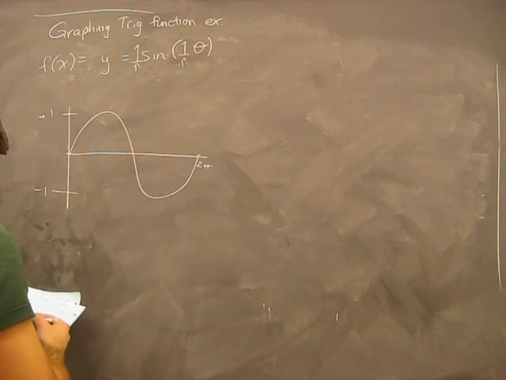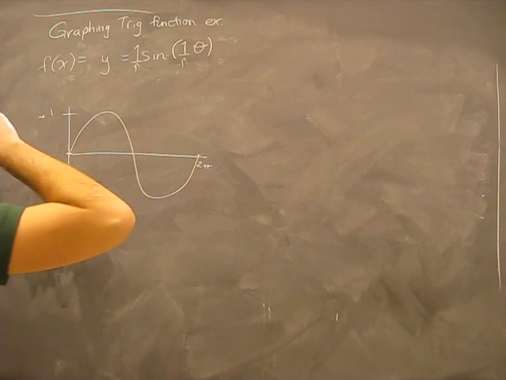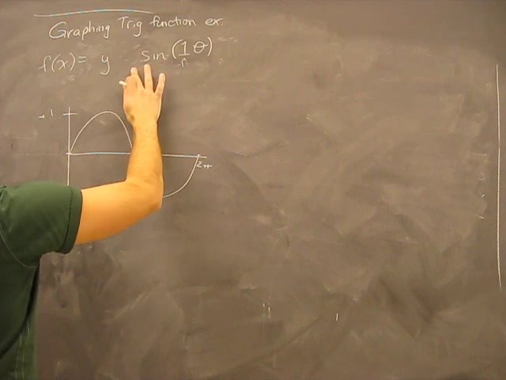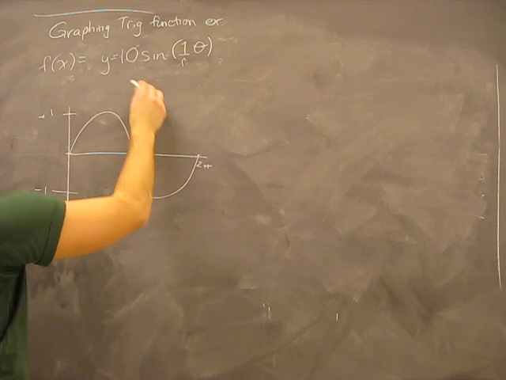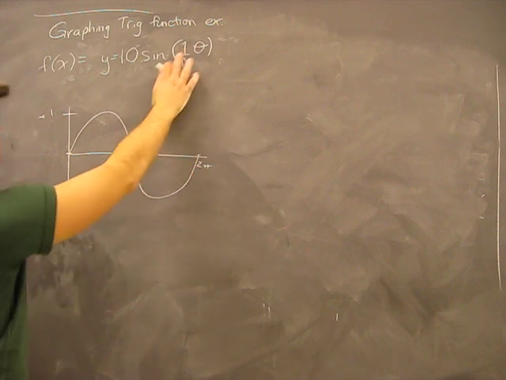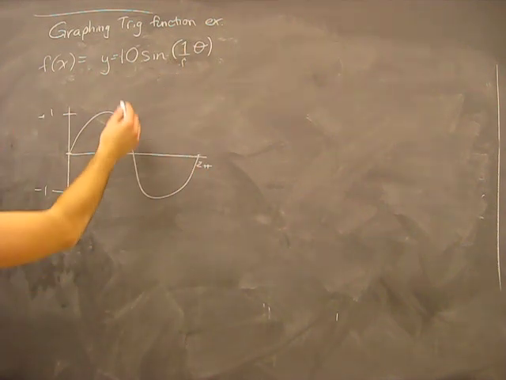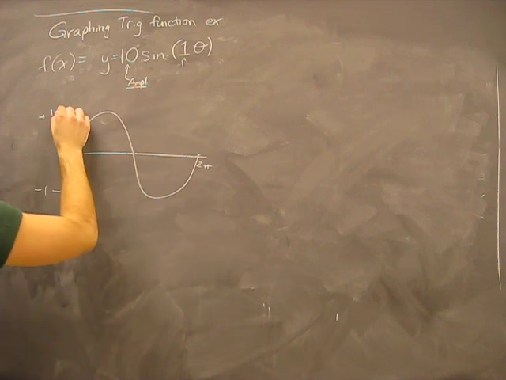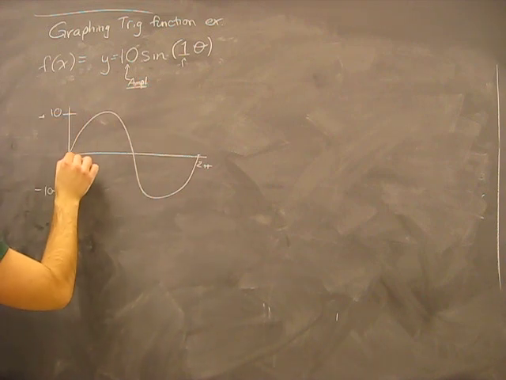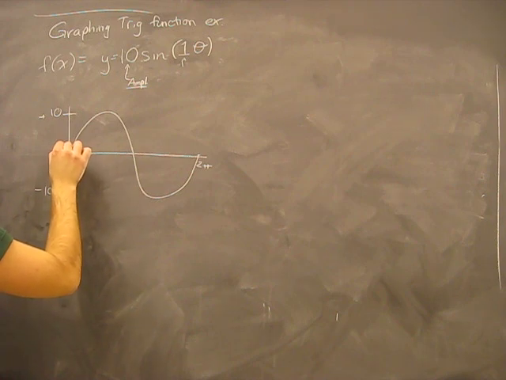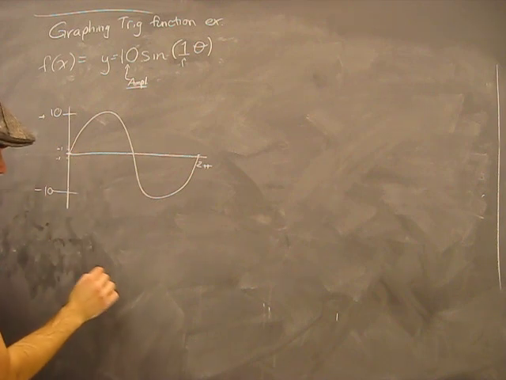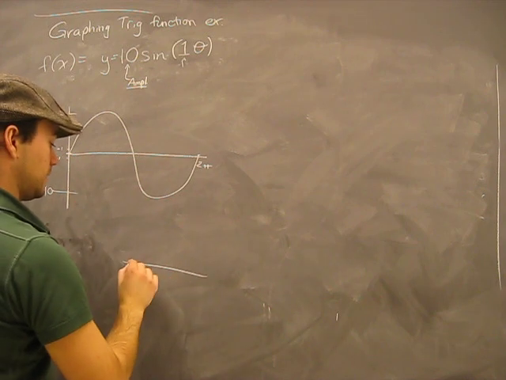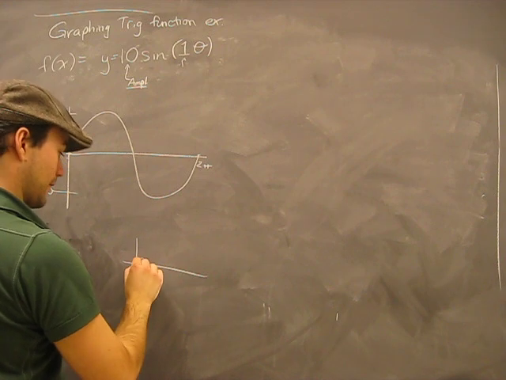If we had something that was 10 sine theta, just pretend that 1's not there right now. All I would be doing is changing the amplitude. So you need to realize this is like changing the amplitude. What I did is I shrunk the graph to make it fit. Instead of having a typical sine wave like this, you'd have a sine wave that looks like this.